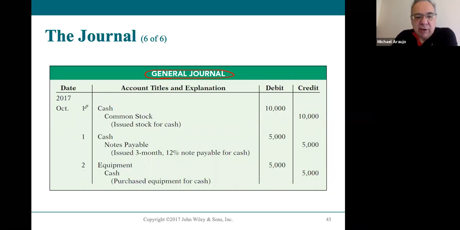You'll see here everything is chronological. You'll see the account titles are listed. The account that's debited is listed first. The account that's credited is listed second. Again, the debit column is the very first column. The numbers are going in. The credit, and that's listed first. So we list the debit side first, credit side second.